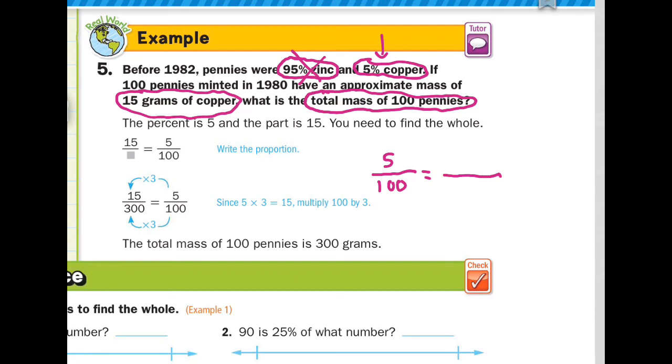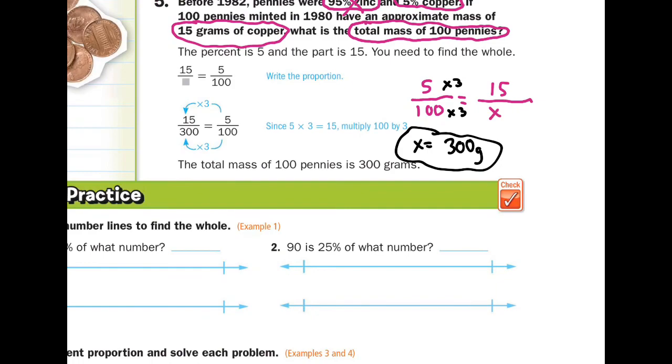Now, we know that the weight of the copper is 15 grams. So the 15 is the part, because it's just how much the copper weighs. The total mass of the pennies would be the whole, and we don't know that. That's what we need to find out. So in this one, if I were solving it, I know 5 times 3 is 15. 100 times 3 would be 300. Now, since the mass in this problem is measured in grams, X is 300 grams. That one is tricky because they threw a lot of numbers you don't need in it, so don't get stressed over that.